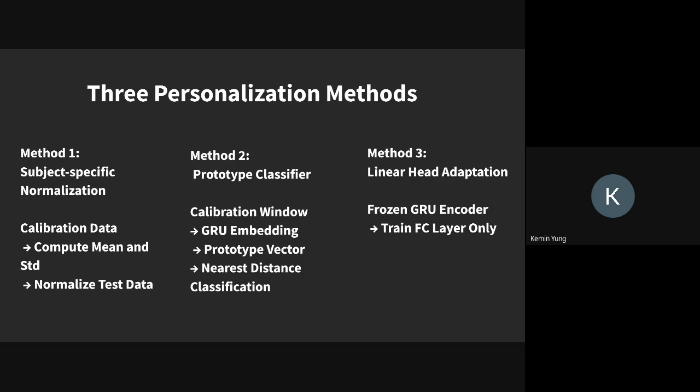So we compare 3 personalization methods. The first method was subject-specific normalization, which recalculates the sensor mean and standard deviation using calibration data. And it was just mentioned in the slide before. The second method was the prototype classifier. We extracted GRU embeddings and classified samples using the nearest prototype. The third method was linear head adaptation, where we froze the GRU encoder and fine-tuned only the final classifier layer. And next slide, please.